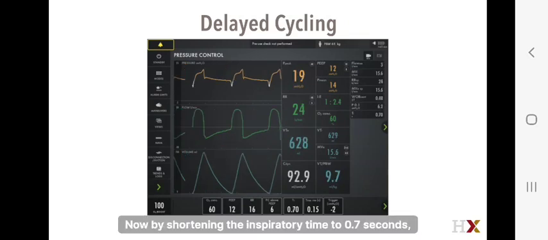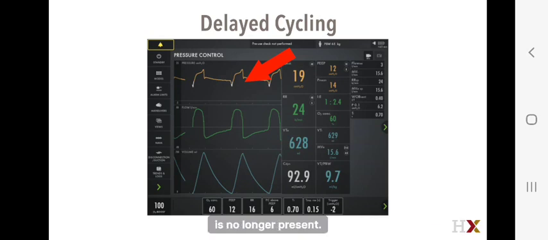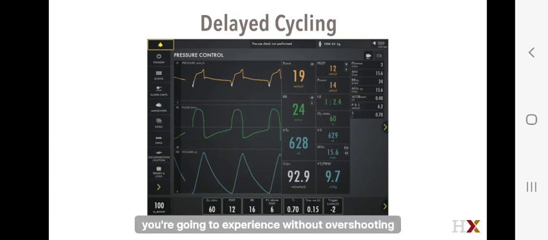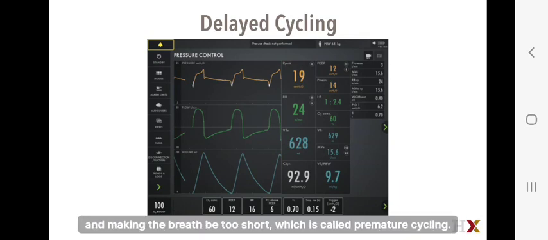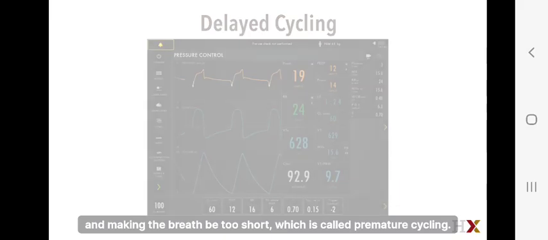Now, by shortening the inspiratory time to 0.7 seconds, you can see there's still a tiny blip in the pressure waveform. However, the rapid deceleration in the expiratory waveform is no longer present. Therefore, this is probably the optimal timing you're going to experience without overshooting and making the breath too short, which is called premature cycling.